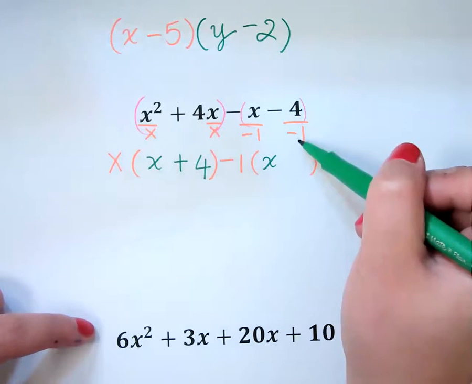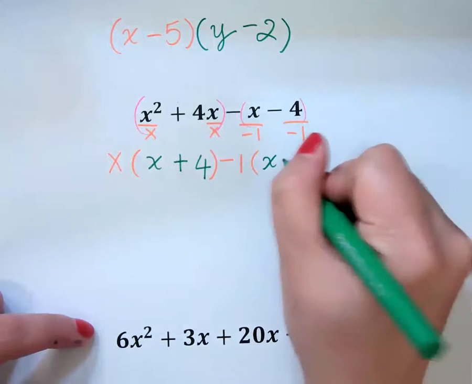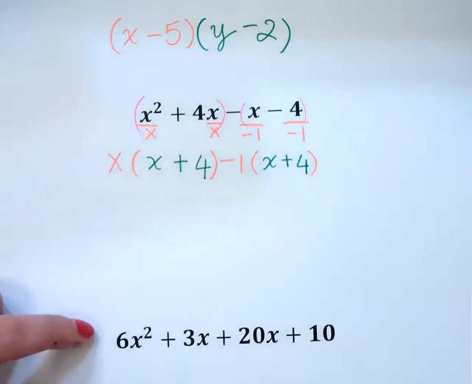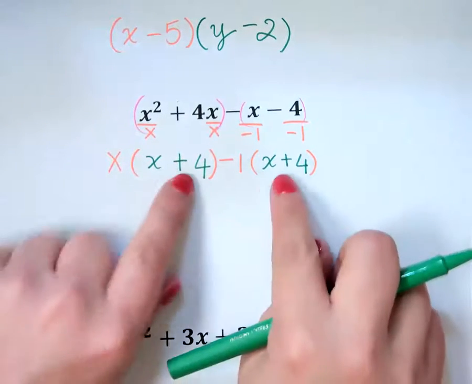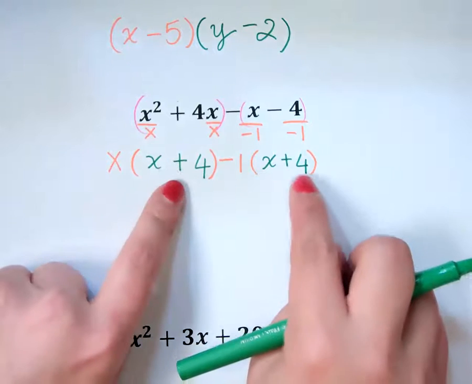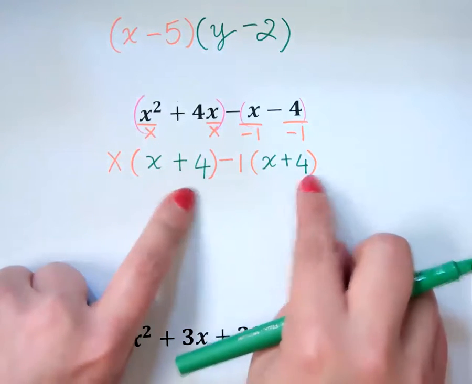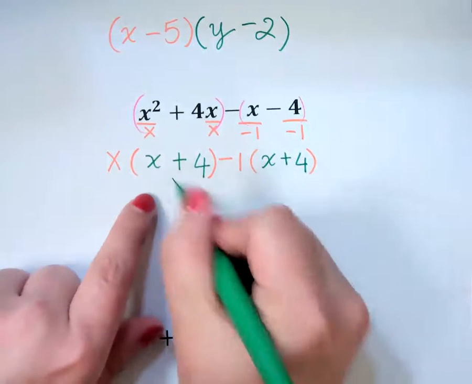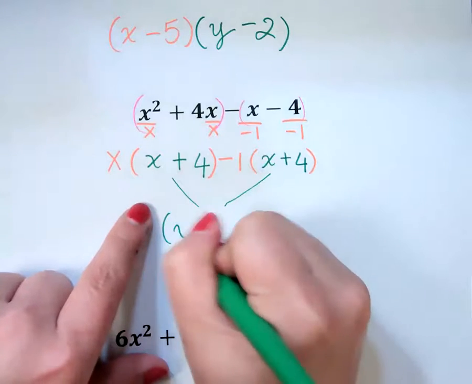Negative 4 divided by negative 1. Since you divide the same sign, you get a positive. Here we go. As you can see, they both have x plus 4 in common. So this is the GCF again. They match, right? So you're going to write them one time.